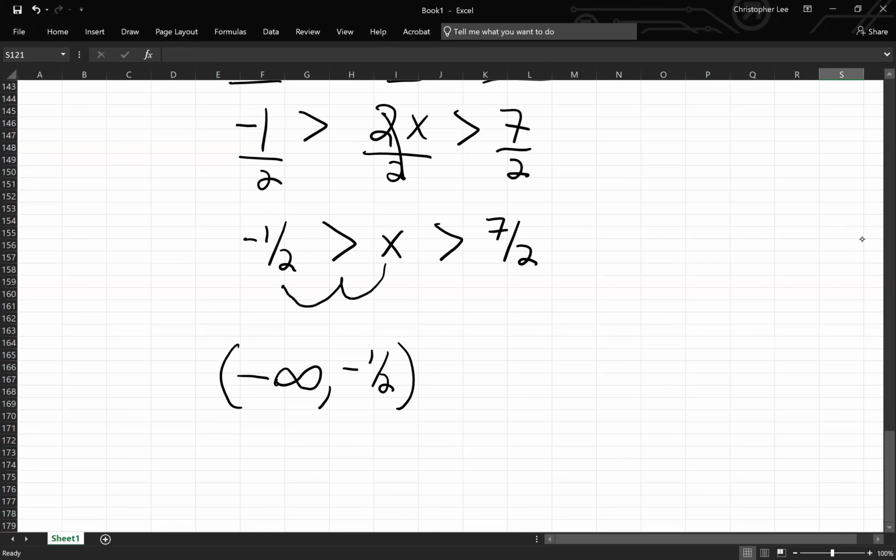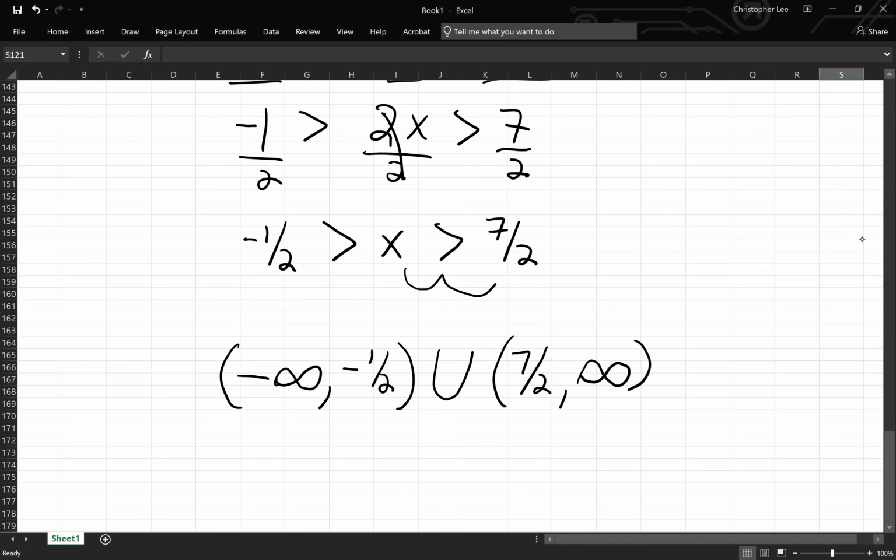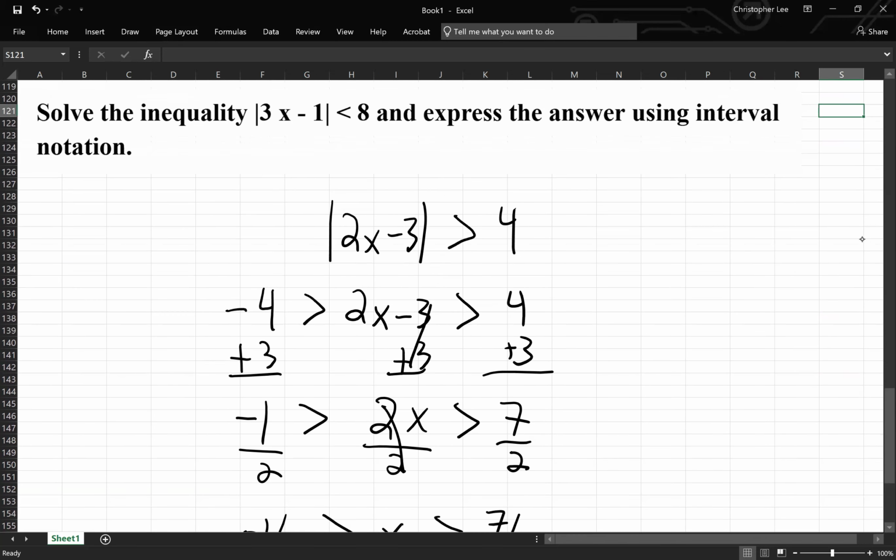parentheses, of course. Then we want to union that with, let me erase this real quick. This is x greater than 7 over 2. So from 7 over 2, not included, we're going to go to infinity. And that's all the answers for my inequality right here.